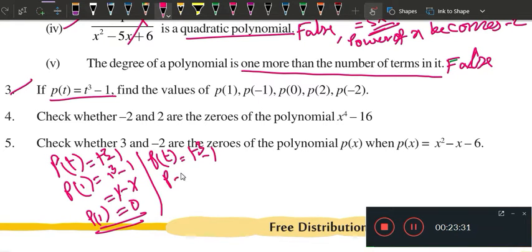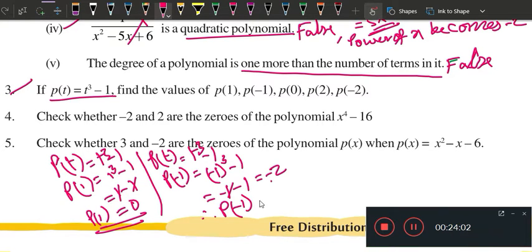So P of minus 1, substitute t equal to minus 1. That's all. t cube means minus 1 cube minus 1. Minus 1 cube means minus 1 into minus 1 into minus 1, which becomes minus 1. Then minus 1 minus 1 becomes minus 2. So P of minus 1 is equal to minus 2.